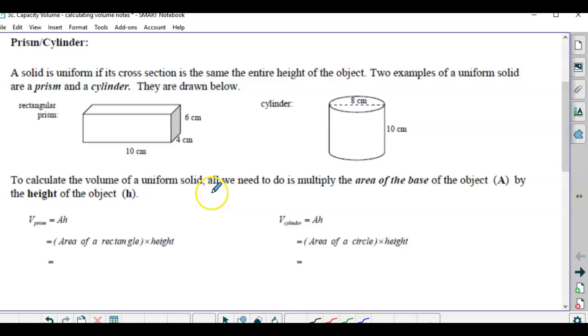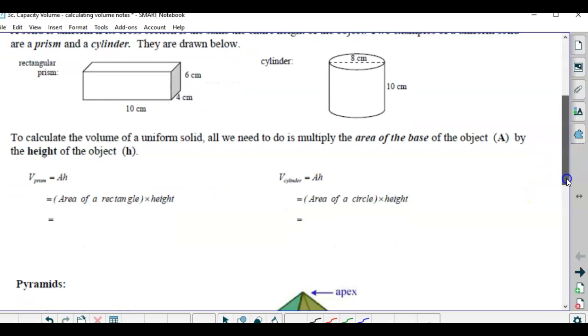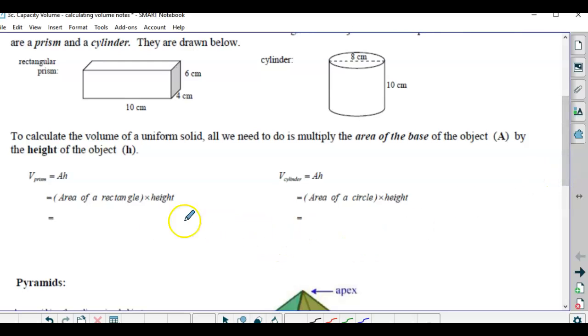Okay, so basically finding the volume is like stacking up a whole bunch of slices. If this was your base, stacking it up, so the area of the base times how much the height is. So how many circles stack up here to represent 10 centimeters? So we need the area of all of them. You'll notice here and on any formulas that we give you on a formula sheet, we use capital A for the area of the base and lowercase h for the height of the object.